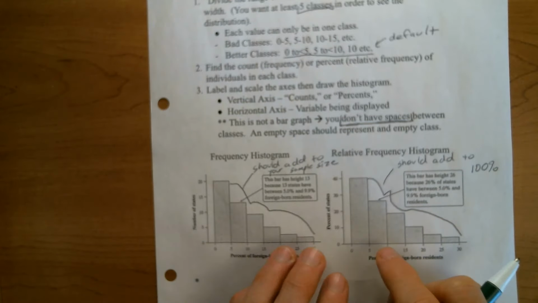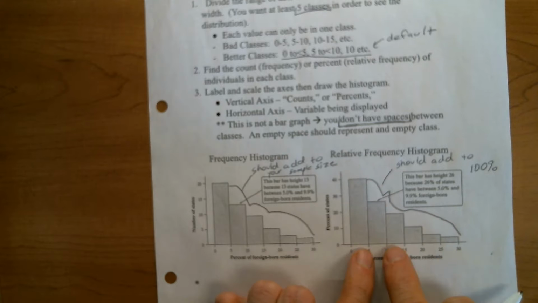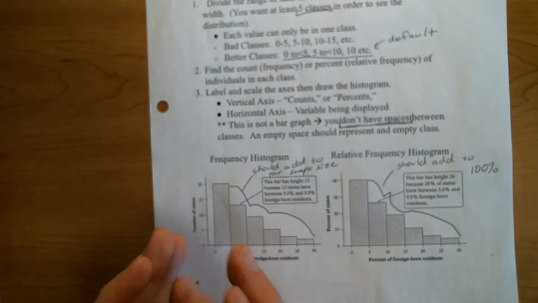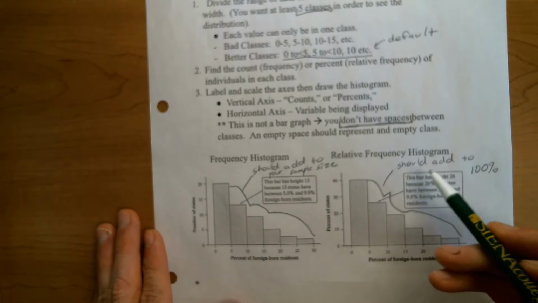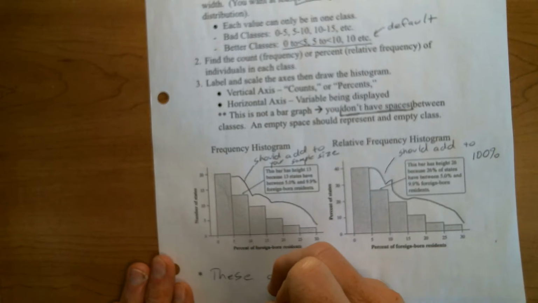All right, so again, this is saying that we have our 50 states, 40% of those states are between 0 and 5%, 26% of those states are between 5 and 10, and then so on and so forth. So you can either do a regular frequency histogram where you're counting how many observations are in each interval, or you can be doing a relative frequency histogram where you're seeing what percent are in each interval. So just a quick note, these are the same graph.